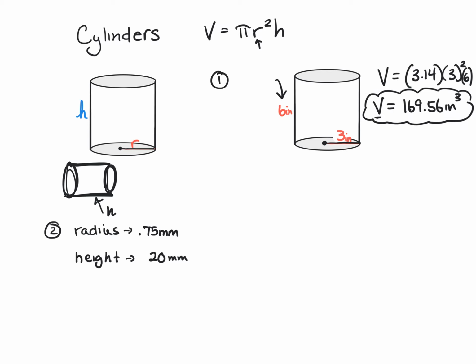Okay, on to the last problem. We have a radius of 0.75 millimeters, and we have a height of 20 millimeters. Our volume always starts off the same for a cylinder. We use 3.14 for pi. And our radius is 0.75, the value squared, and then we multiply it by the height, which is 20. So we're just filling in a formula.